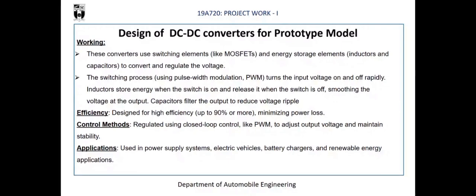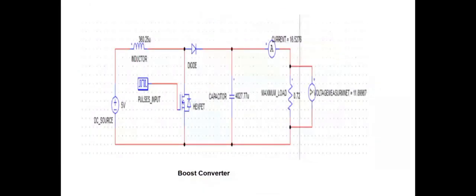So in the design of the DC-DC converter, the converter uses a MOSFET as a switching element and inductors and capacitors as energy storage elements. Pulse width modulation is used for switching operation of the MOSFET. Given here is the circuit diagram for the converter layout.